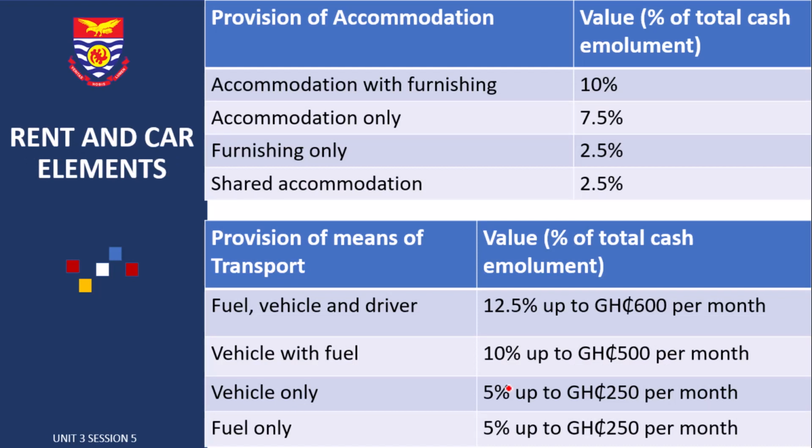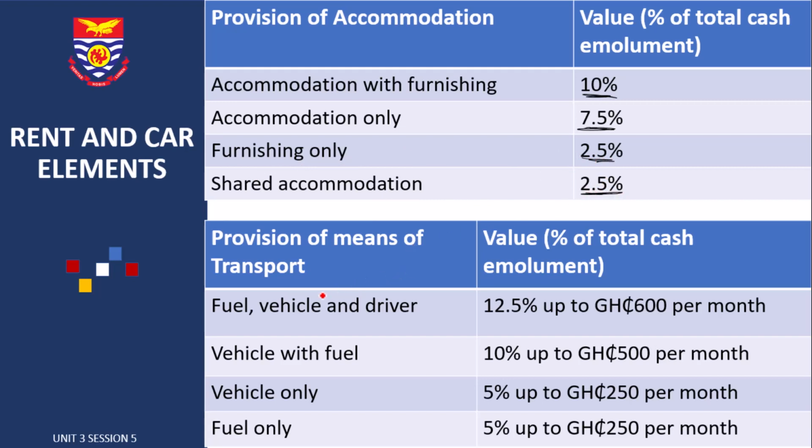Accommodation facilities and vehicle-related benefits are valued as follows. For accommodation with furnishing, the percentage is 10% of total cash emolument. We just looked at what total cash emolument is. Then we have accommodation only, 7.5% of total cash emolument. Furnishing only, we have 2.5%, and shared accommodation, we have 2.5%.